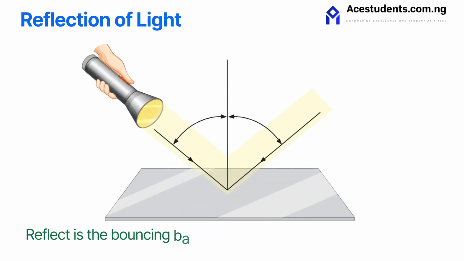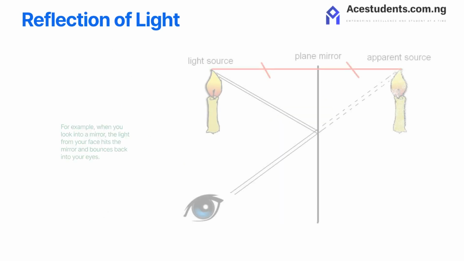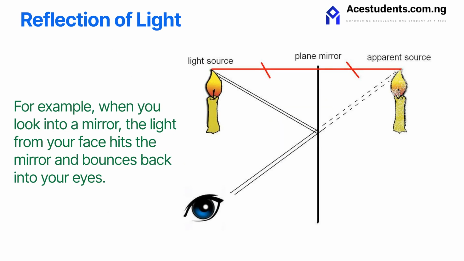Let us now focus on reflection. Reflection is the process where light bounces back when it strikes a surface. A common example of reflection is when you look into a mirror. Light from your face hits the mirror and bounces back into your eyes, allowing you to see your image.